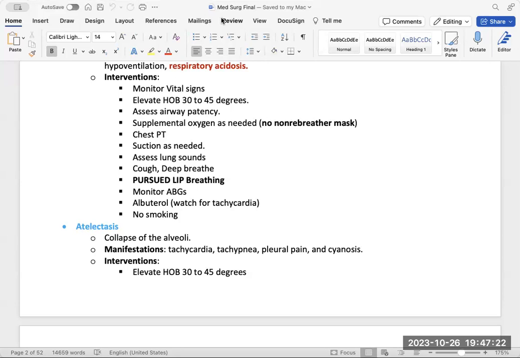Assess if they have pursed lips when they're breathing. We want them to do pursed lip breathing, because it's kind of like making duck lips with your mouth, and that helps with breathing for them. So we want to encourage pursed lip breathing, not as much the incentive spirometer. We could also do deep breathing, assessing the lungs, suctioning as needed, and we could also give albuterol, but we have to once again hold if they have tachycardia.